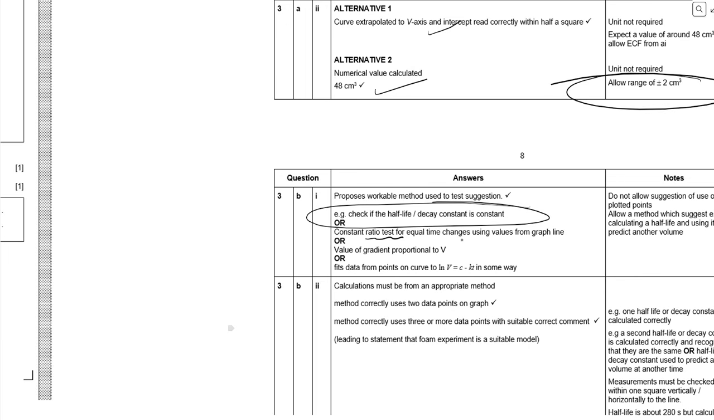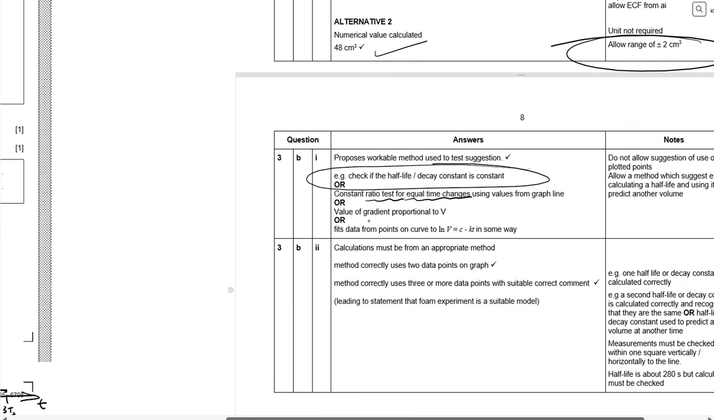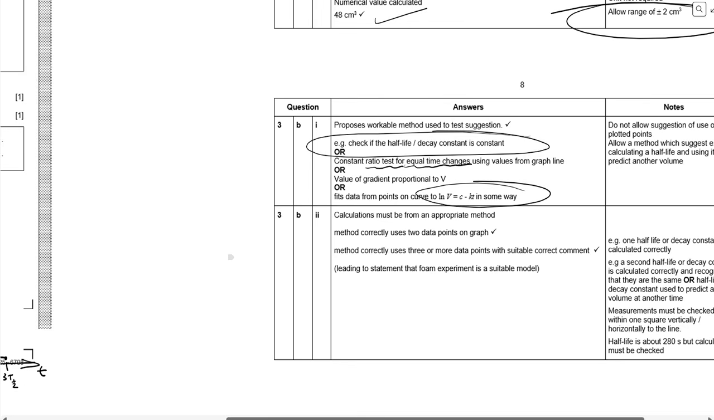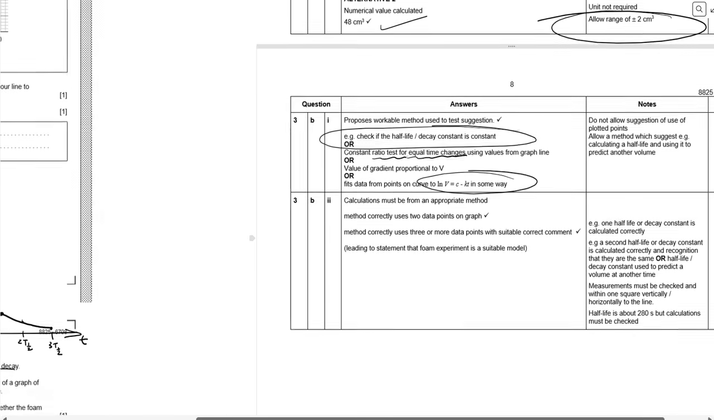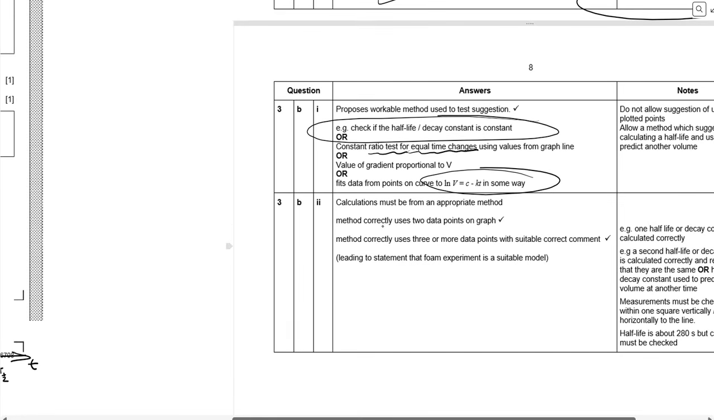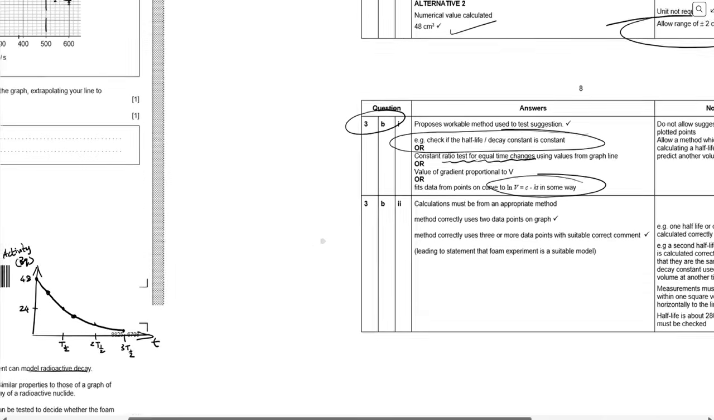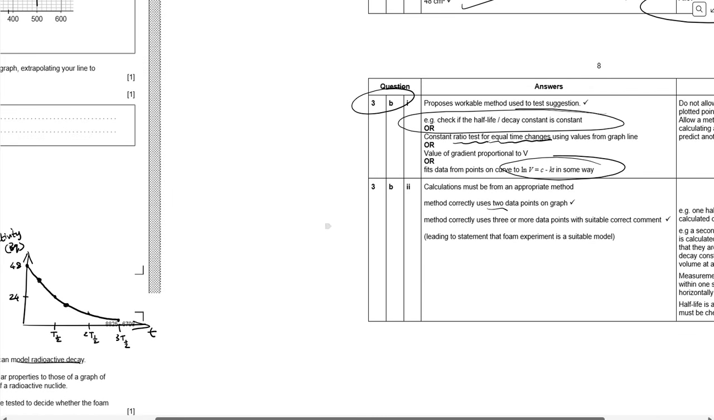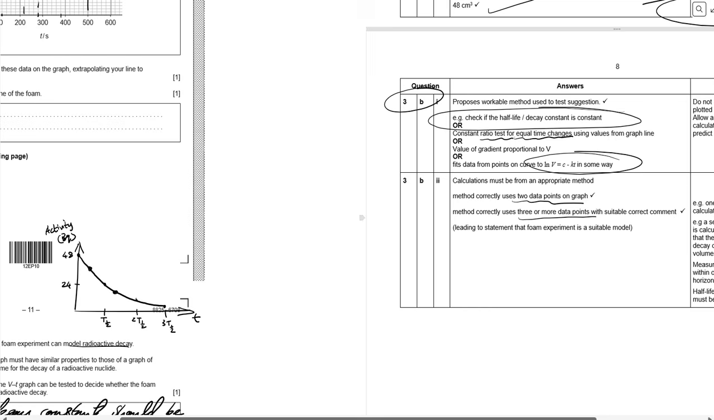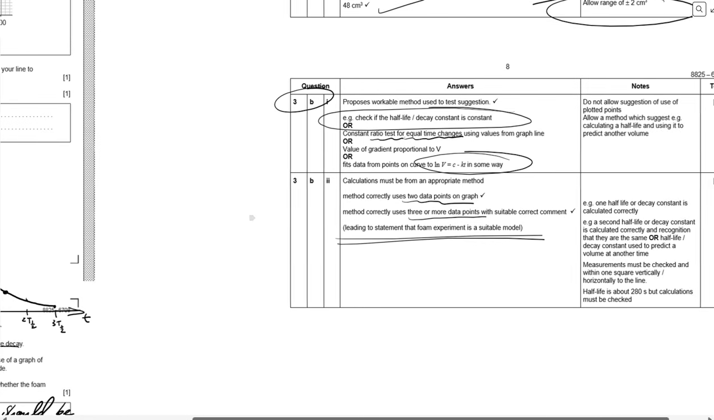You can also explain it as such for equal time changes, value of gradient, and this might be a bit too complex to think under time conditions in an exam, so maybe go for simpler ones. And calculations must be from an appropriate method. So we got this right as well. Two data points on a graph, correctly uses 3 or more data points, and we used 4. And that led to our statement that the foam experiment is suitable.